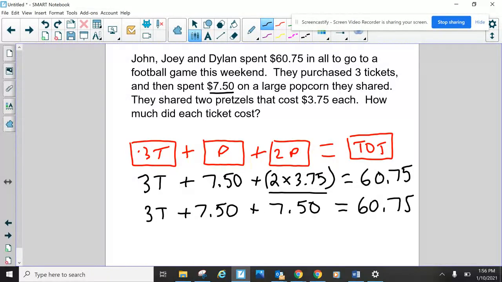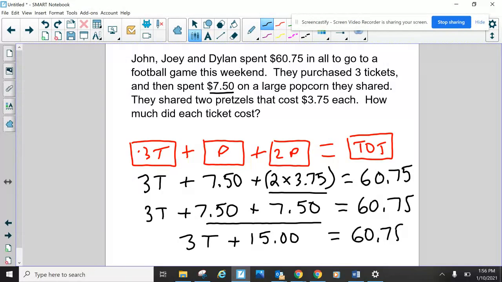Okay, so now what I have is the cost of the 2 pretzels. I have the cost of the popcorn. I don't have the cost of the tickets, but all of that added up together equals my total. I'm going to simplify by adding these 2 things together, so that now I know that the cost of my 3 tickets plus all of that food that I bought, that would be $15 worth of food, is equal to $60.75. Right now, as you can see, it's getting simpler and simpler, and I'm able to more easily find out what I need to find out, which again is the cost of those tickets.